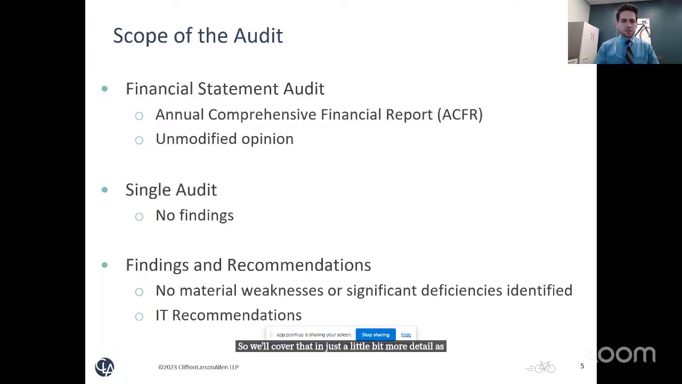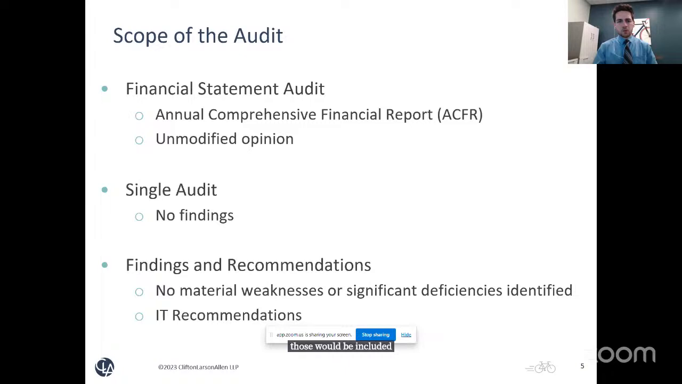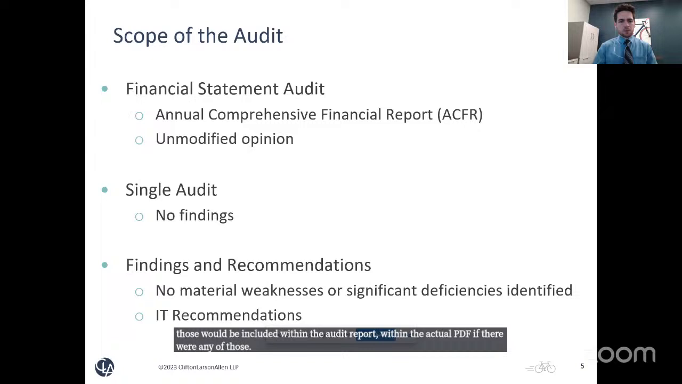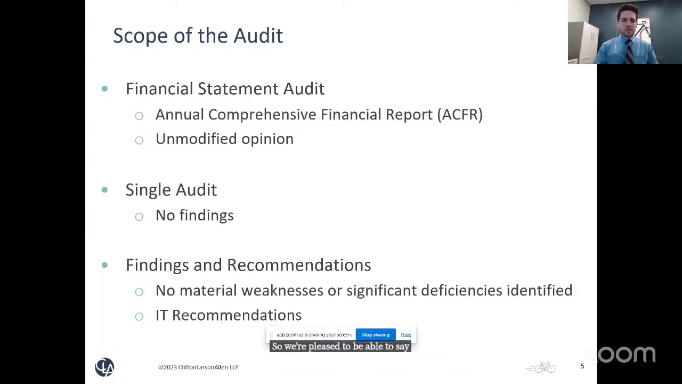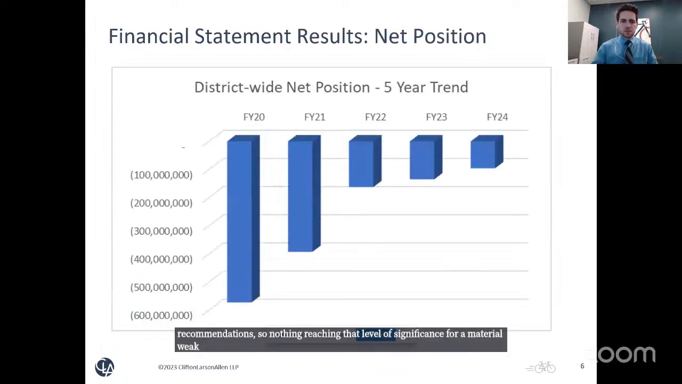And then in terms of findings and recommendations, we did not have any material weaknesses or significant deficiencies. Those would be included within the audit report, within the actual PDF, if there were any. We're pleased to be able to say that there were not any. We did have a couple of IT recommendations, all of those being really more best practice recommendations, so nothing reaching that level of significance for a material weakness or a significant deficiency.